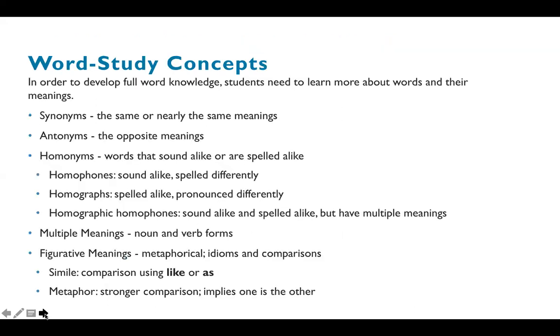In order to develop full word knowledge, students need to learn more about words and their meanings. They need to understand synonyms, the same or nearly the same meanings; antonyms, words with the opposite meanings; and homonyms, words that sound alike or are spelled alike. Homophones sound alike but are spelled differently, like two and too. Homographs are spelled alike but pronounced differently. Homographic homophones sound alike and are spelled alike but have multiple meanings.